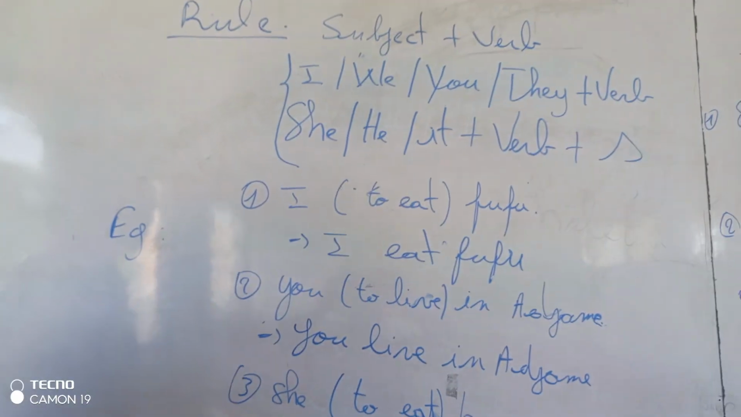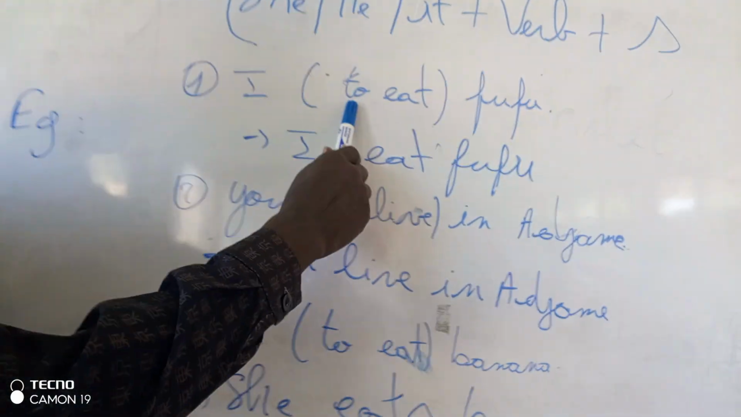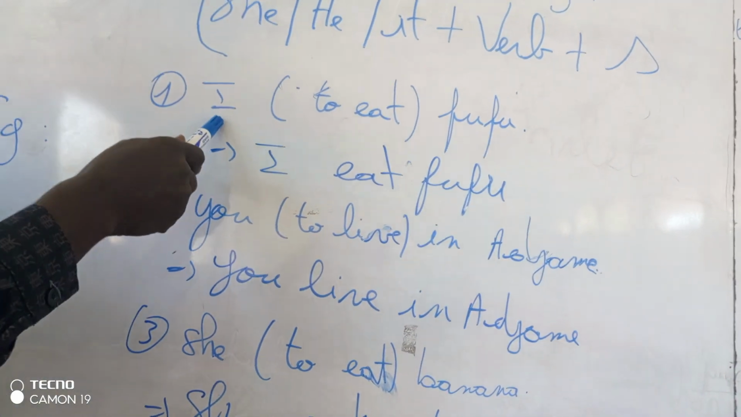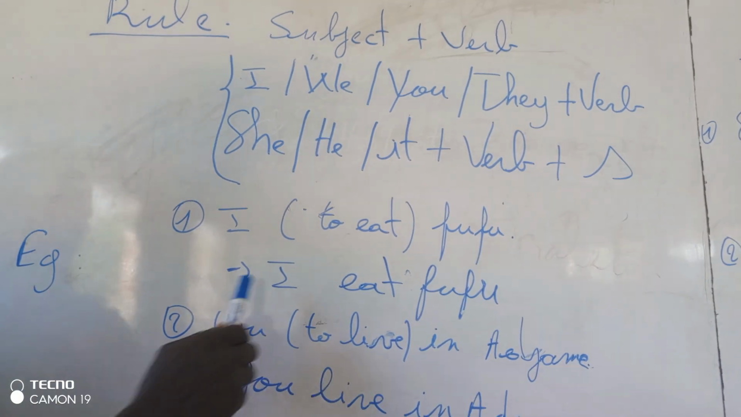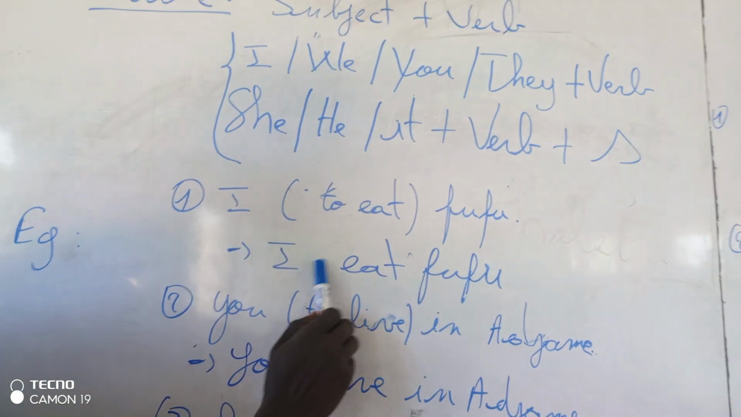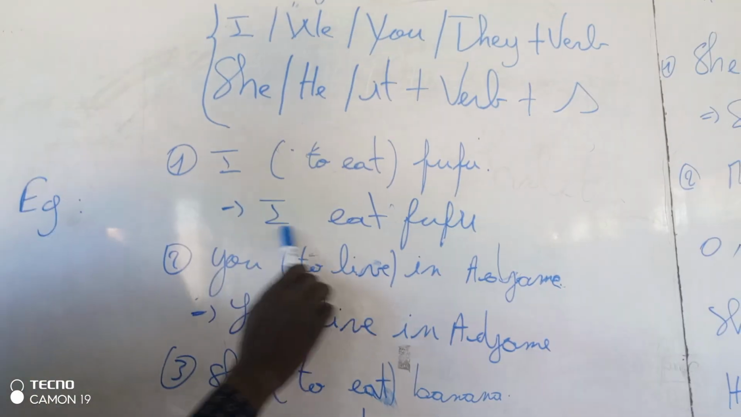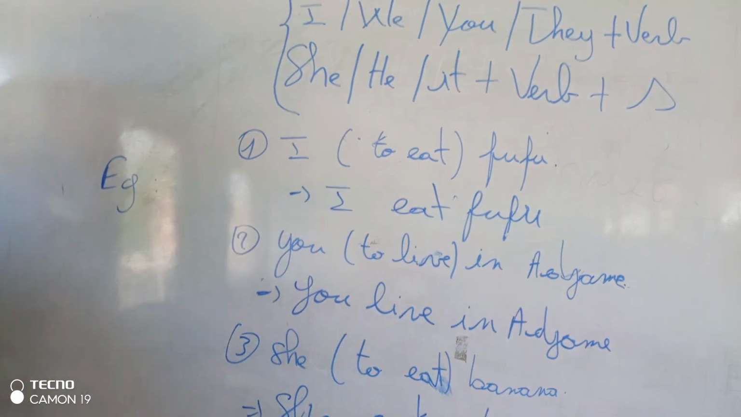So example 1, we have: I to eat fufu. So the subject is what? I. We find I here plus verb. So we will say what? I eat fufu, without the to. The to is deleted. We don't add s. I eat fufu. Simple like that. Okay, example 2.